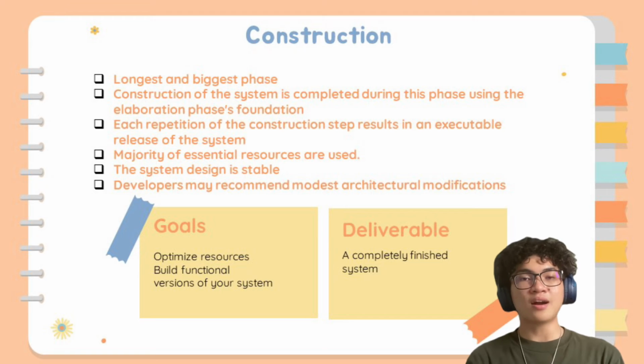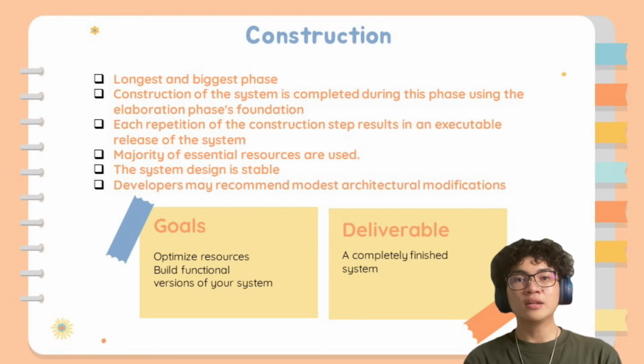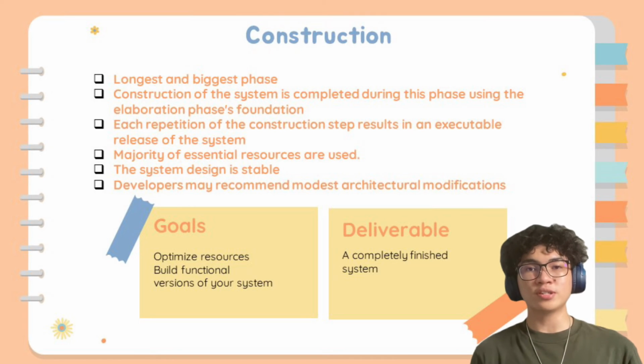The system design is stable. However, developers may suggest some minor architectural changes to the architect as they find better ways to structure the system. The final iterations of the construction phase result in a totally finished system for the transition phase.